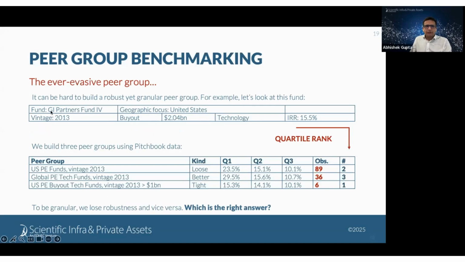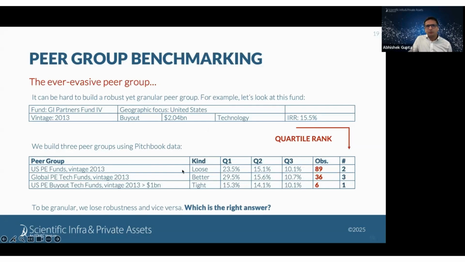So here, I've taken GI Partners Fund 4. It's a buyout fund focused on the US market, vintage 2013, 2 billion size, and invests in technology companies. Its net IRR is about 15.5%. Now, how do we go about building a peer group for this fund? And I've taken three approaches here. We built three peer groups using PitchBook data.